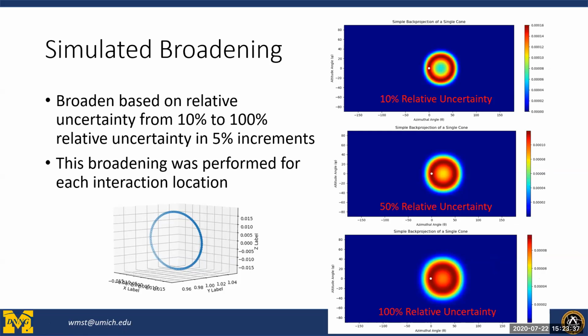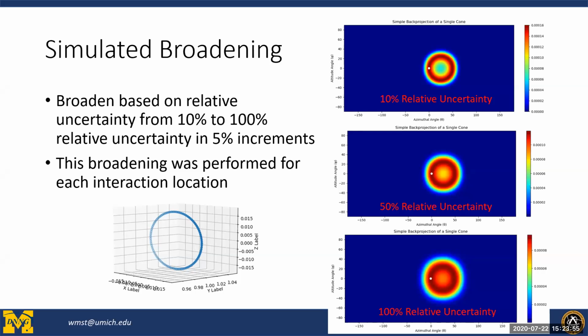So by normalizing our image, by normalizing these cone projections before summing them into simple back projection images, we get around that effect, where more certain events give us more information than less certain events.